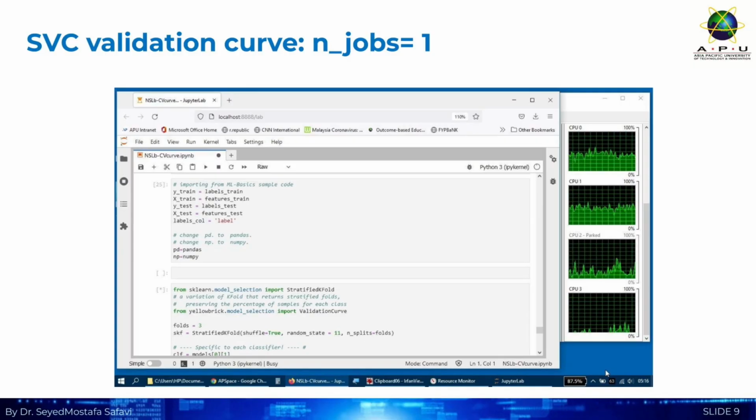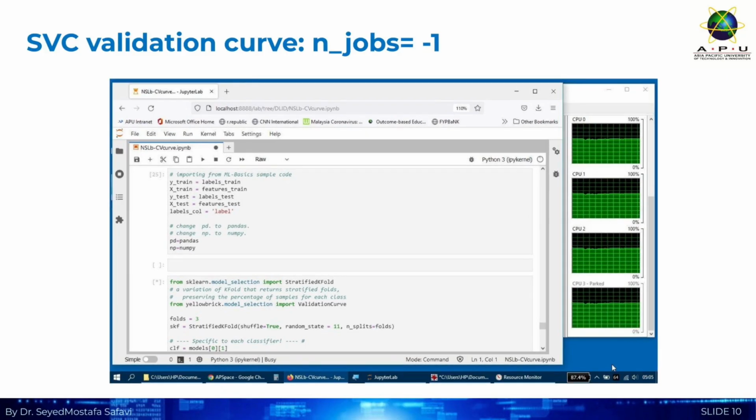Here's the first scenario. nJobs equals 1. What does this mean? It's the single core setting. We're explicitly telling the system, I only want one worker on this job. You'll notice this setting will likely result in the longest execution time, but it provides a baseline. We use it to measure exactly how much faster our parallel methods are.